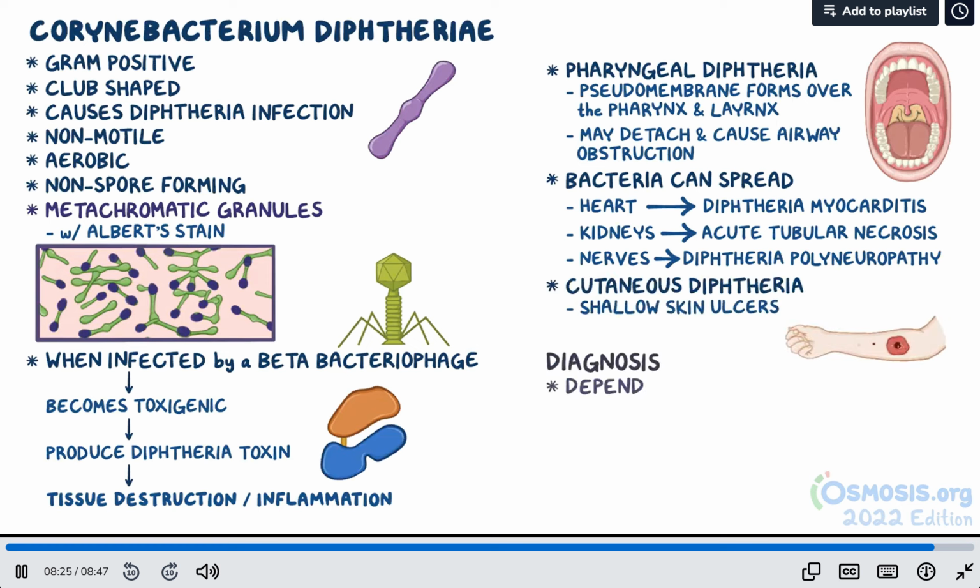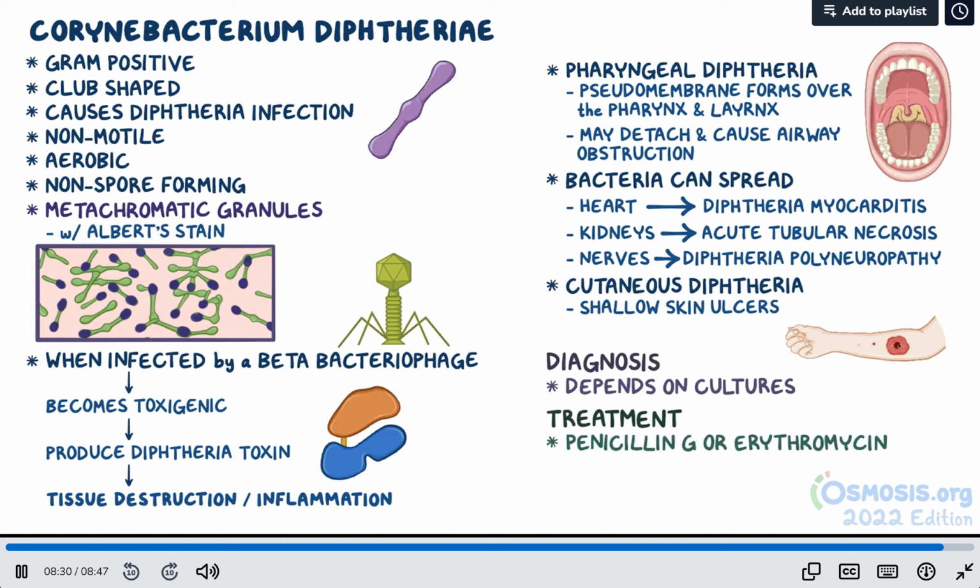The diagnosis depends on cultures, but treatment with penicillin G or erythromycin can be initiated upon clinical suspicion. Diphtheria antitoxin is also given for toxigenic strains.